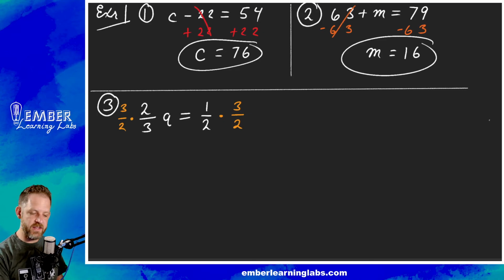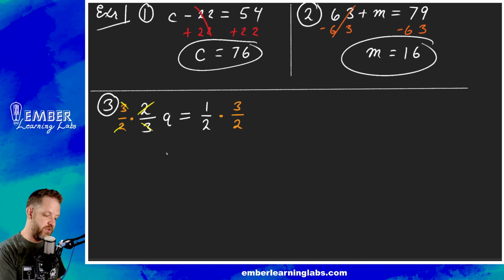See, because on this other side over here, the 2's cancel and the 3's cancel. So it all cancels out, leaving us with just Q. Yay, easy peasy. How do we multiply fractions? We do it straight across. 1 times 3 is 3. 2 times 2 is 4.